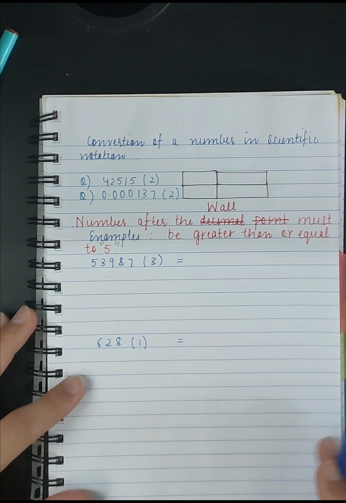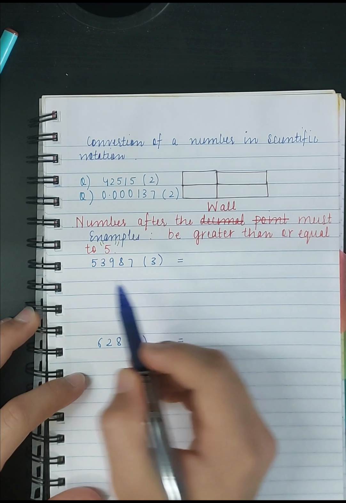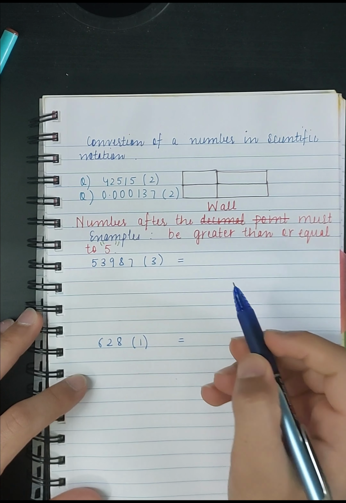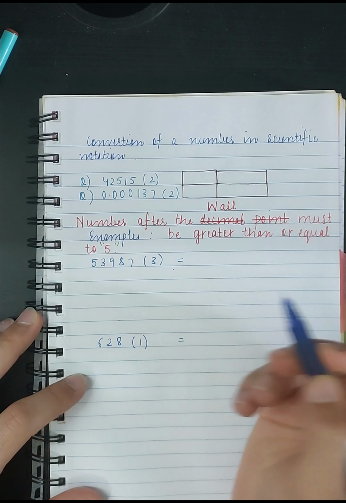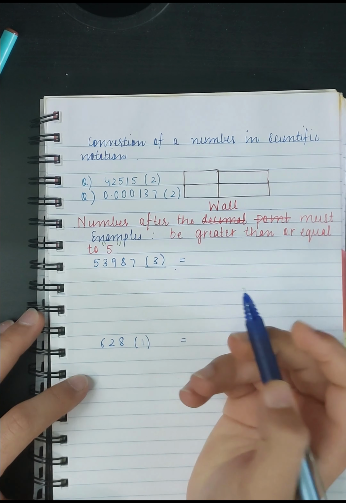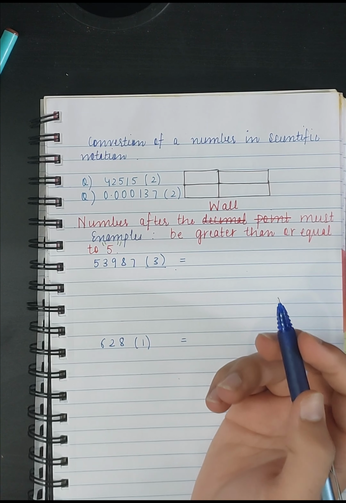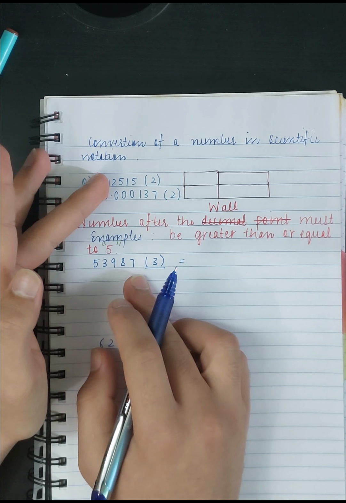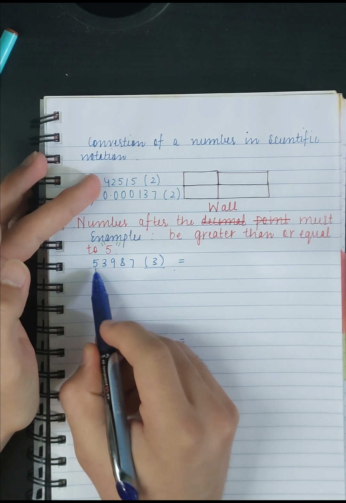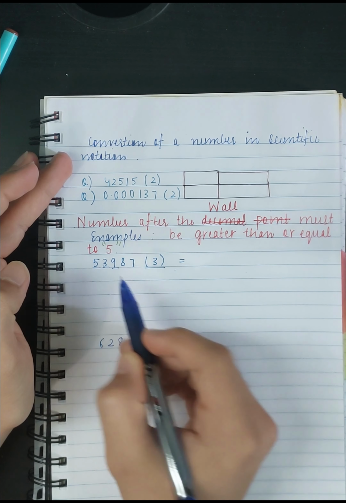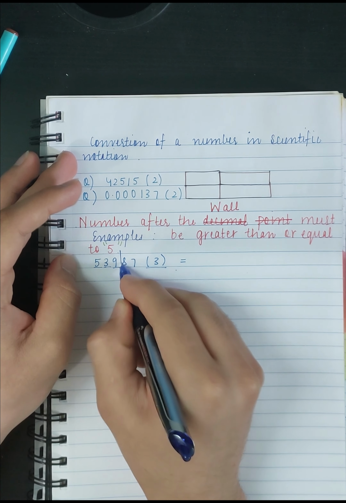So let's begin. They're asking: 53,987 is to be converted to three significant digits. As we only require three significant digits, we start from the leftmost side and count three numbers. The three numbers that we see are 5, 3, and 9, and then we stop by creating a wall.